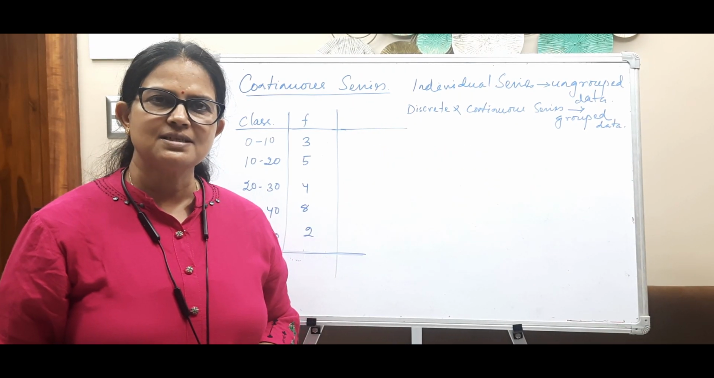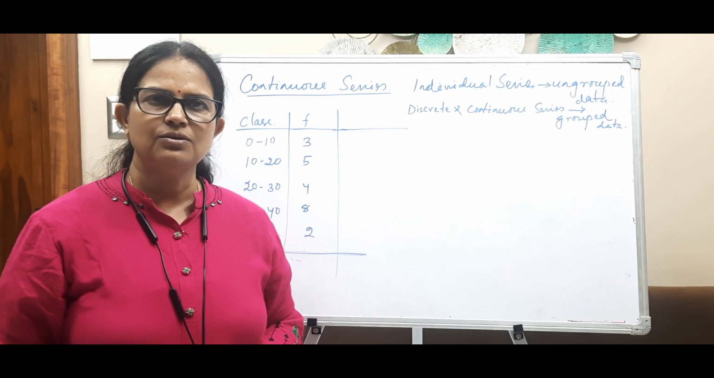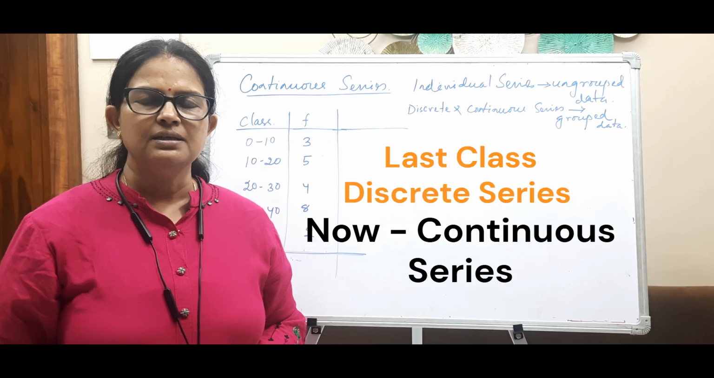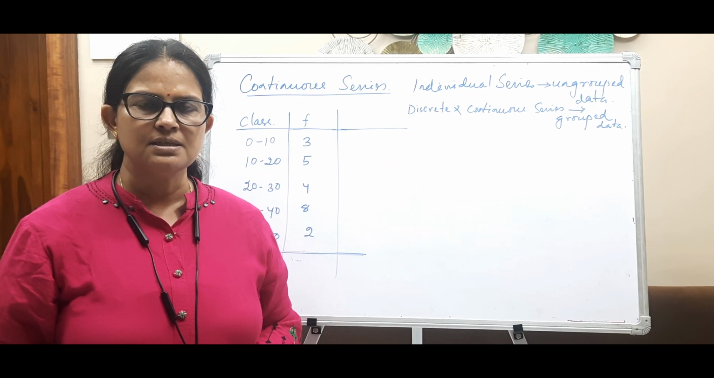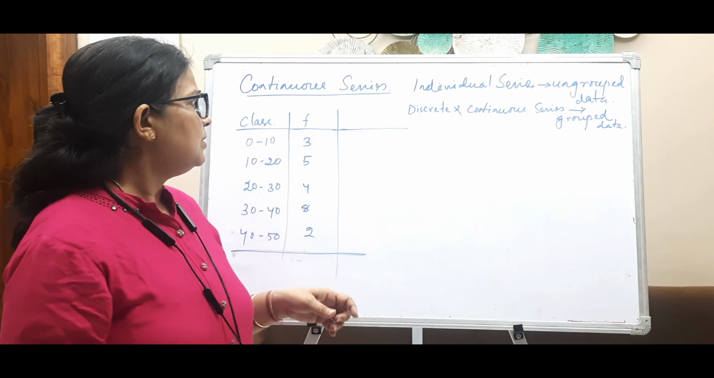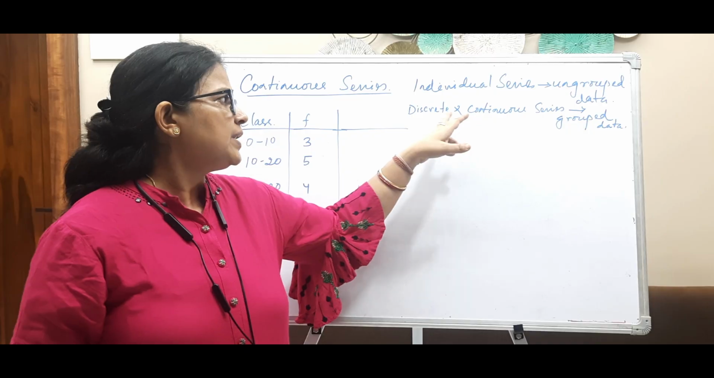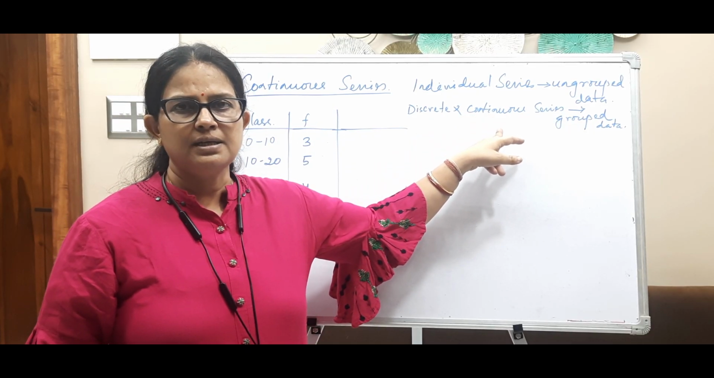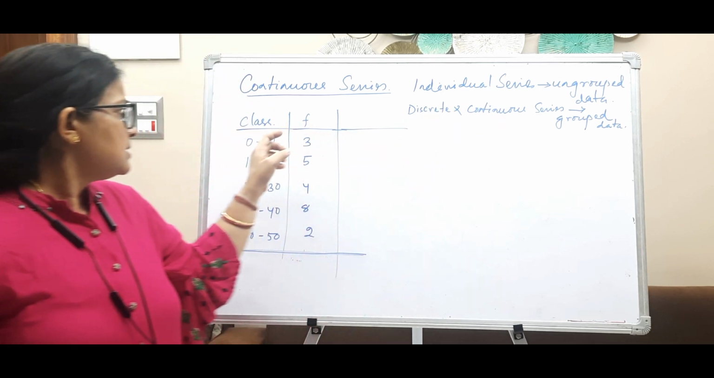Last class we discussed discrete series and completed all the methods to find the arithmetic mean. This class we are going to discuss continuous series. As we all know, individual series is known as ungrouped data, and discrete and continuous series are known as grouped data. So continuous series is written like this.